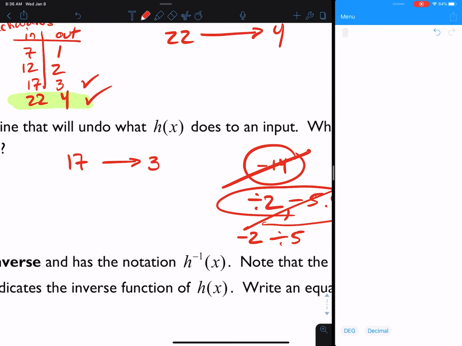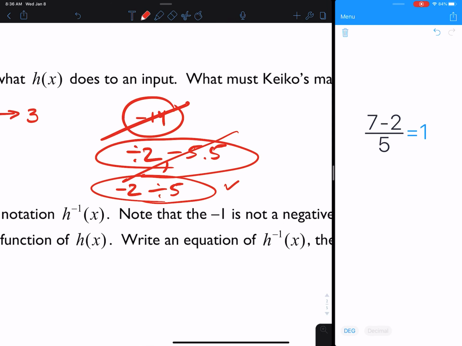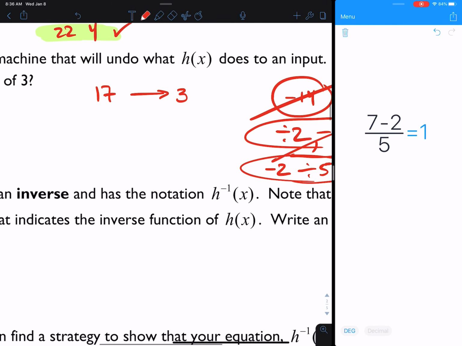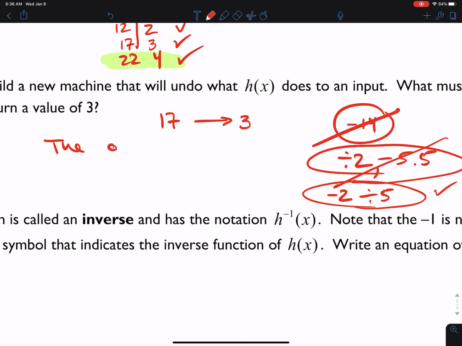Let's see if it works for 12. 12 take away 2, divide by 5. I need to return a value of 2, and it does. That's nice. And 7 take away 2 divided by 5. I need to return a value of 1, and it does. So there it is. That's the rule right here. This is it. So let me put this into words here. The output is the input less 2 and divided by 5.